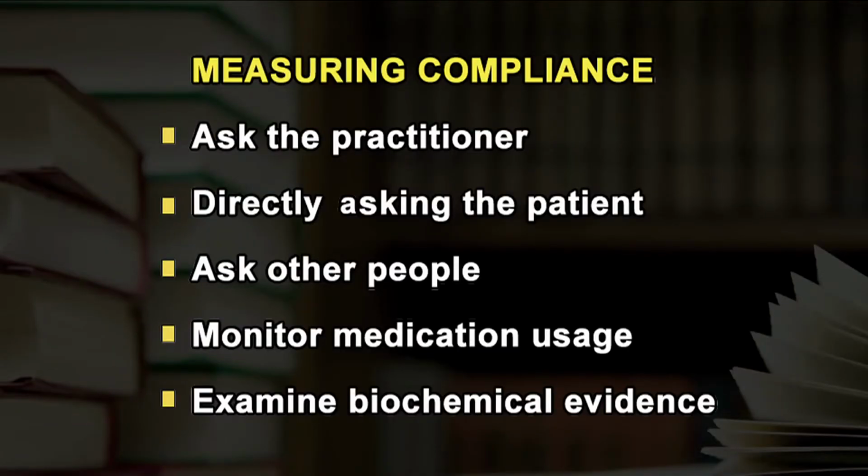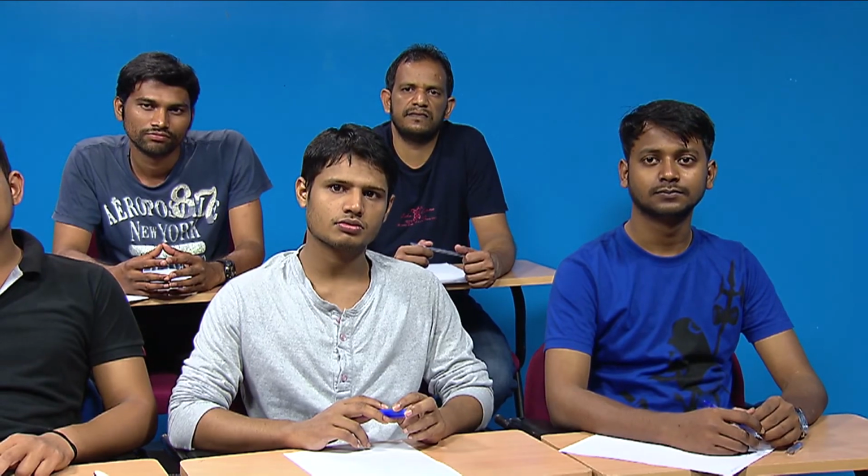And then we discussed measuring compliance. Here, we discussed broadly 5 categories. First, directly asking the practitioner, then asking the patient, then asking other people, then monitoring medication usage, and finally, considered to be very authentic, examining biomedical evidence. When compared to the first 3, the last 2 are considered to be more authentic in assessing the compliance levels of patients. And then we discussed the reasons patients may give.